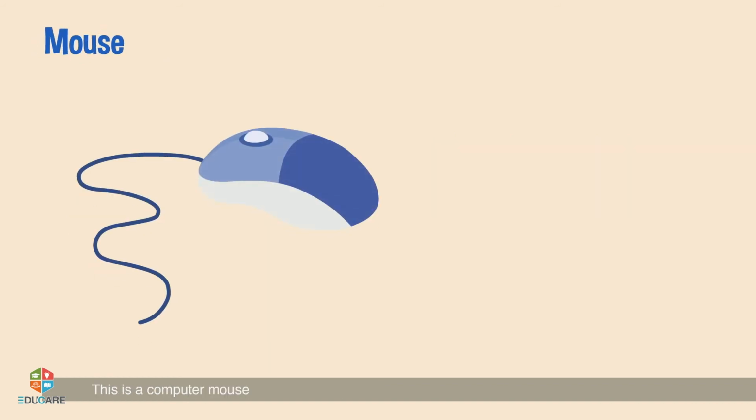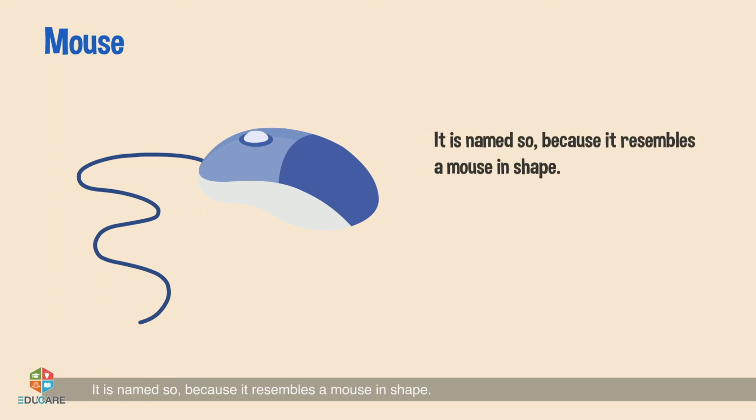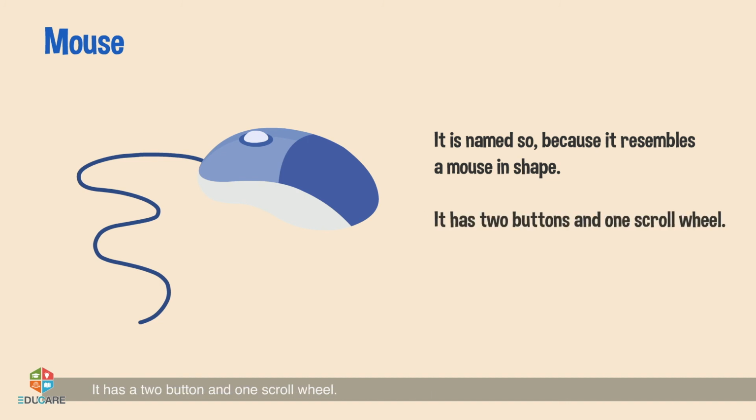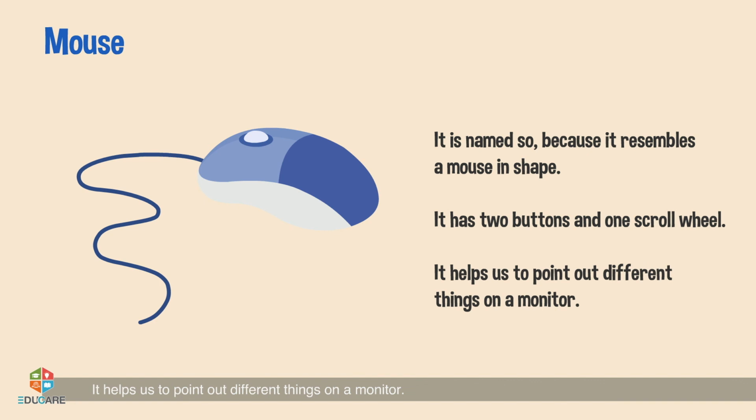Mouse. This is a computer mouse. It is named so because it resembles a mouse in shape. It has 2 buttons and 1 scroll wheel. It helps us to point out different things on a monitor.